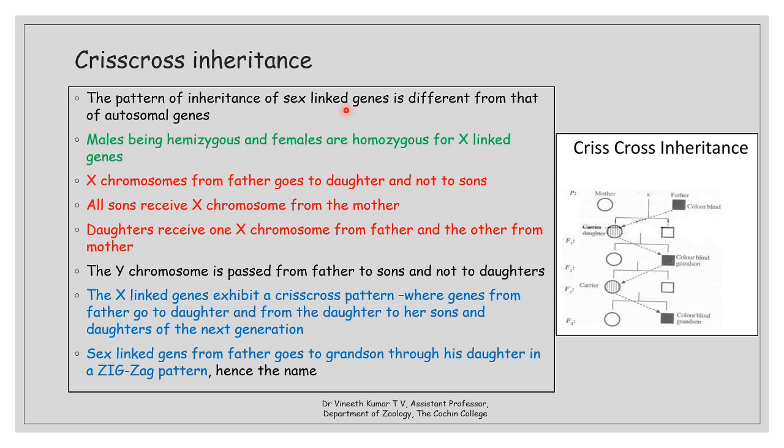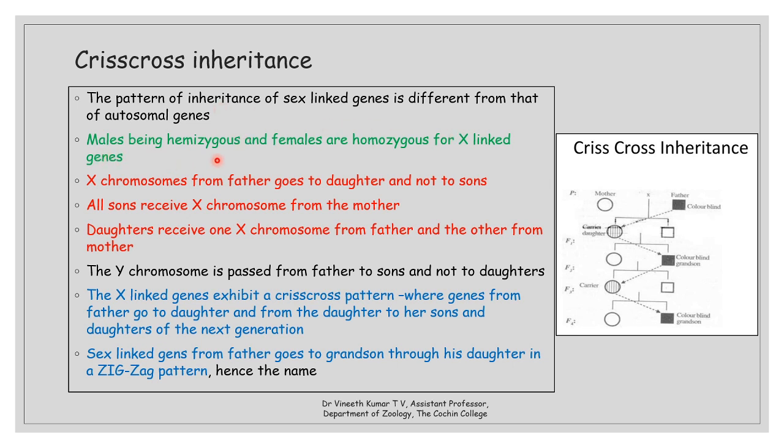For X-linked genes, it is interchangeably used. Sex-linked inheritance or sex-linked genes, in humans, the term represents those genes which are X-linked. So it is the pattern of inheritance of X-linked genes that we are going to discuss in what is called the criss-cross inheritance. The pattern of inheritance is different from that of autosomal genes.